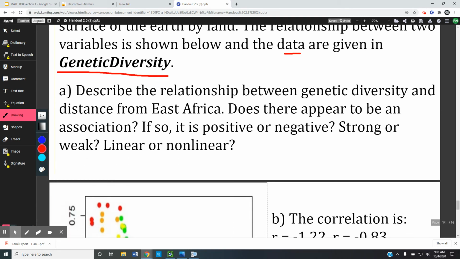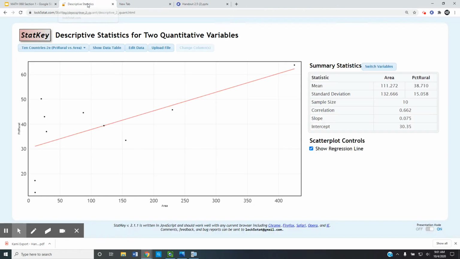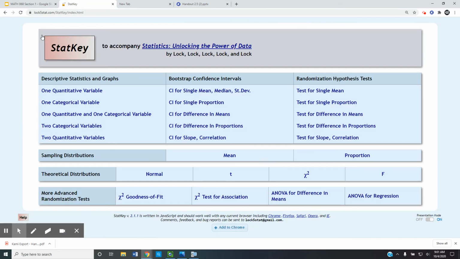Describe the relationship between genetic diversity and distance from East Africa. Does there appear to be an association? If so, is it positive, is it negative, is it strong, is it weak, is it linear, is it nonlinear? Well, first of all, I want to go to StatKey. I want to make this happen. So let's go to StatKey. The first thing that's going to happen is you're going to have to go to data sets, and you're going to have to get this genetic diversity.